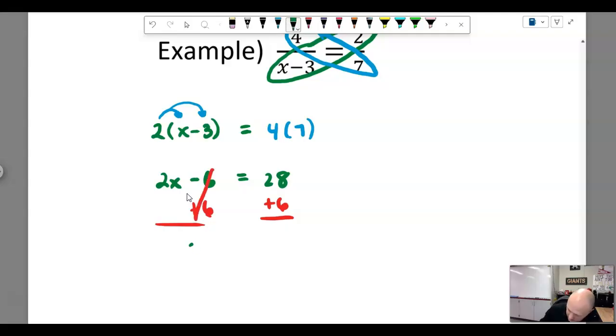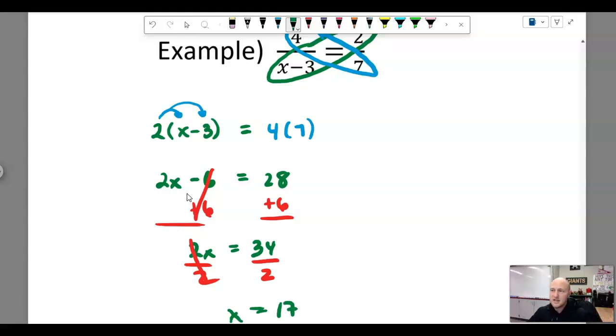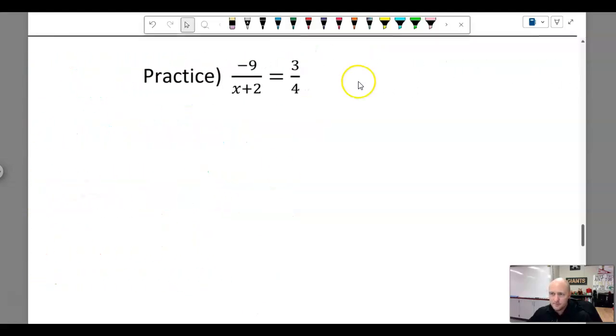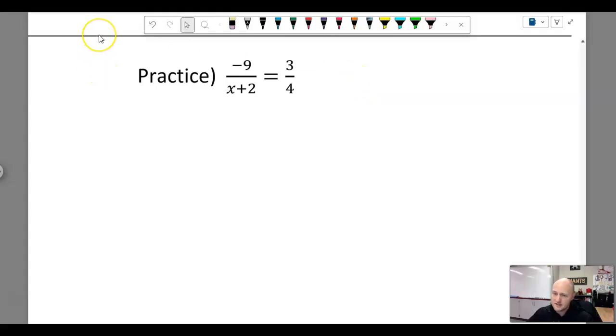6 cancel there. We get 2x is equal to 34. We'll divide by 2 on both sides. 2 cancels there, and we get x is equal to 17. There you go. Pretty easy. Here's a practice one like we always do. Okay, pause me. Please try this example. Don't forget to distribute.